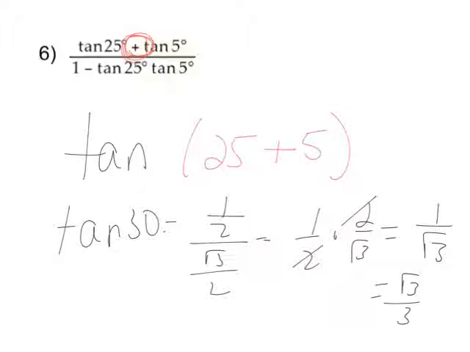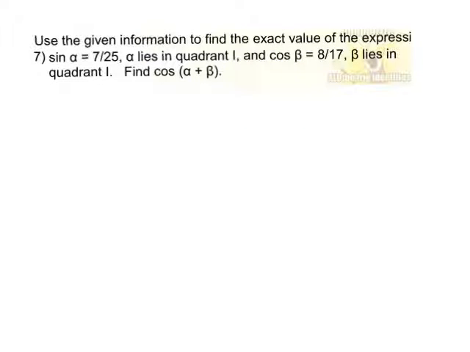Okay, last one. Use the given information to find the exact value of the expression. Sine alpha is 7 over 25, and it lies in quadrant 1. So we got two angles. We got alpha and we got beta. So the alpha is in quadrant 1, and sine is 7 over 25. Remember, you're sitting at the origin. Sine is opposite over hypotenuse, right? You would use the Pythagorean theorem. I'm not going to walk you through that, but you would use your Pythagorean theorem to find that 24.